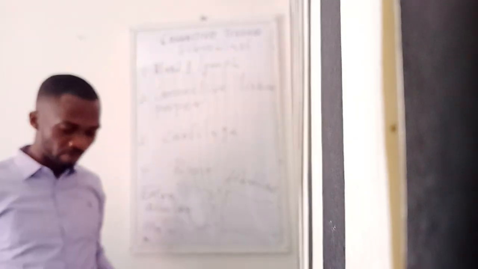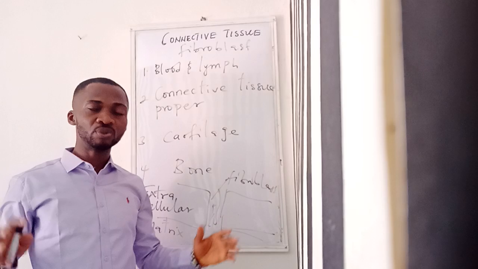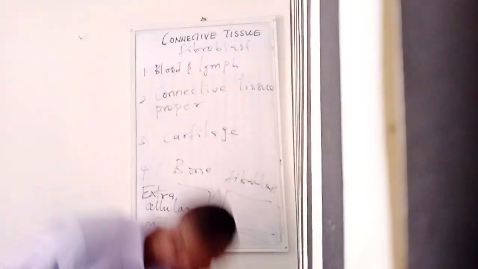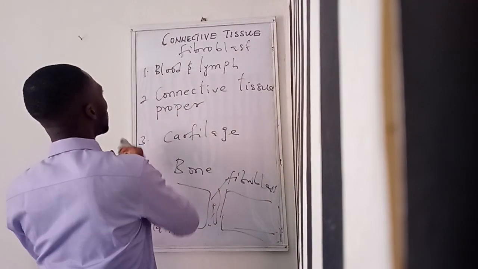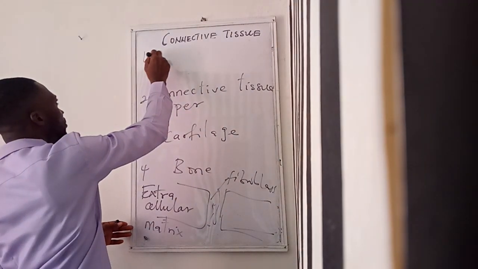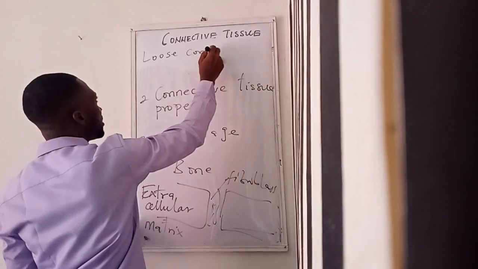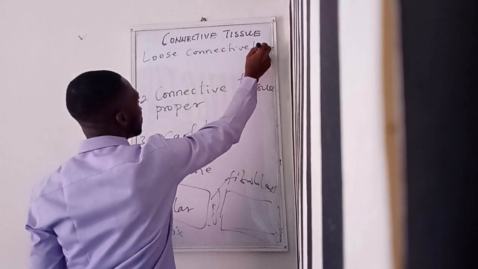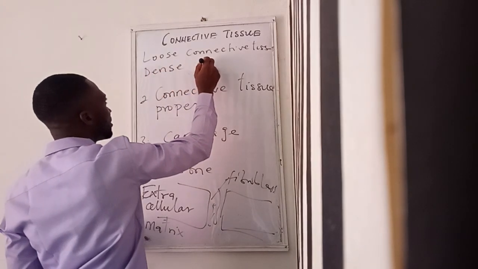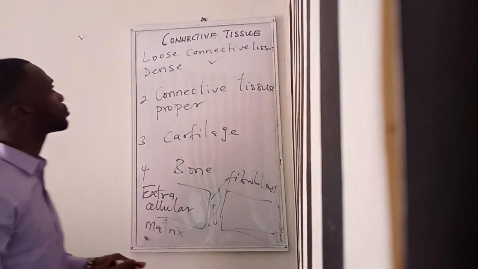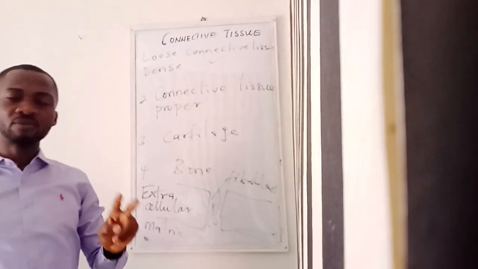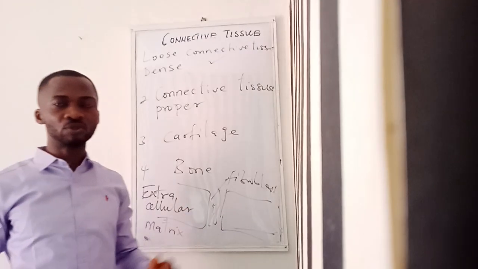Now, if you talk about connective tissue proper, there are two different tissues that are prominent, and that is the one we call the loose connective tissue, and the dense connective tissue. So these two, the loose connective tissue and the dense connective tissue, are the two different types of tissues that are found within the connective tissue proper.